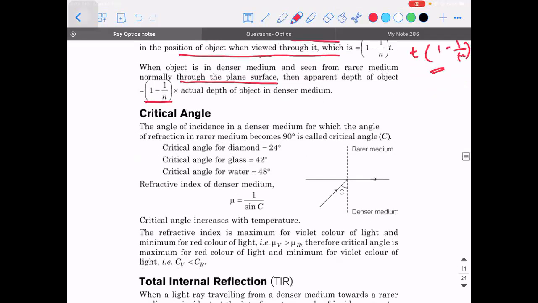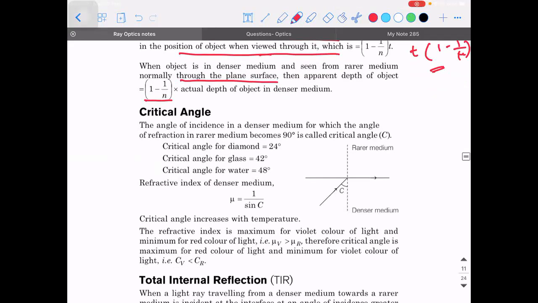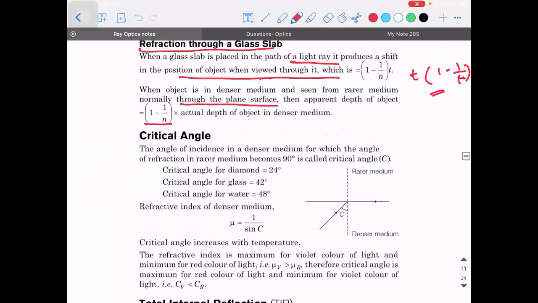Next. Sir, inga n no? Refractive index. N is refractive index. Okay.